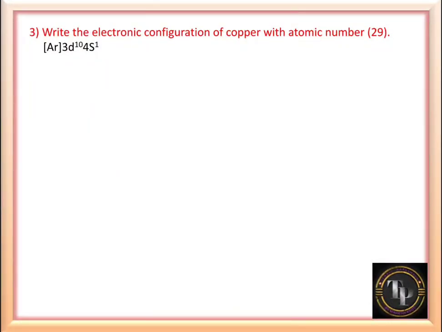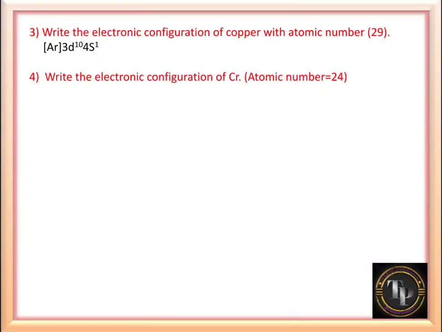So what you have to do? First fill the d orbitals. So d9, s2 you got. And you know, d is completely filled when it got 10. So you just transfer one electron to d. So what you are getting? 3d10, 4s1. Sir, why not 3d9, 4s2? Because d orbital completely filled, highly stable. You know already. Therefore, this is the exception, guys, in copper. 3d10, 4s1. This is the correct answer.